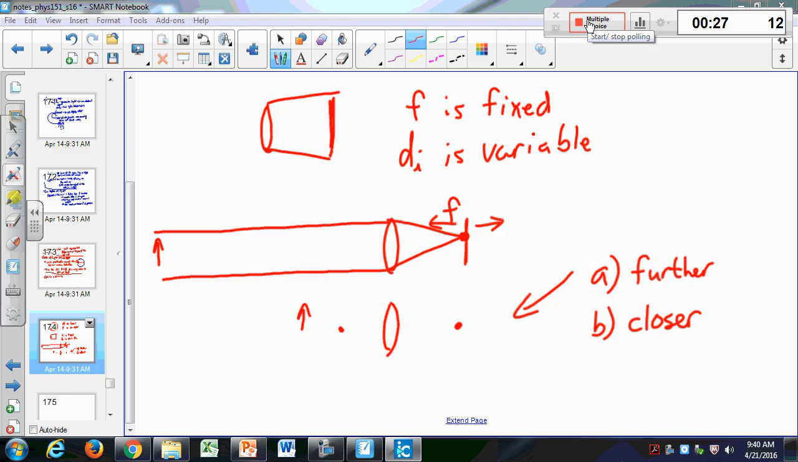Well, it doesn't really matter. So if I'm moving it further, that means I'm increasing this distance. If I'm moving it closer, that means I'm decreasing this distance. You can think about it as either moving the film or moving the lens. Either way is fine. Usually on a camera, you're actually moving the lens, right, not the film.